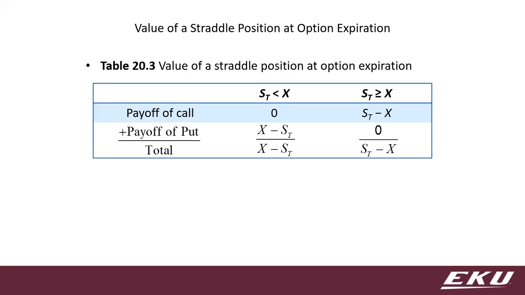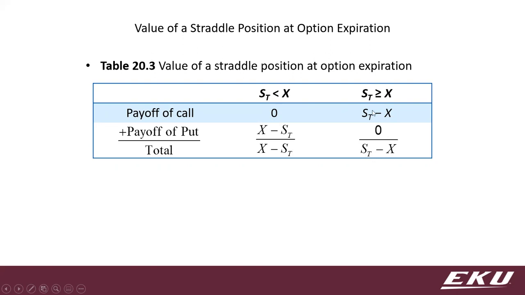Okay. So the call is going to expire worthless if the strike price, the exercise price, is greater than what our price is in the market. But the put, I'm going to get the difference between X and the stock price, and I know X is greater than the stock price, so this is some positive value. If it were to go the other way, the put is worthless, but my call is now ST minus X.